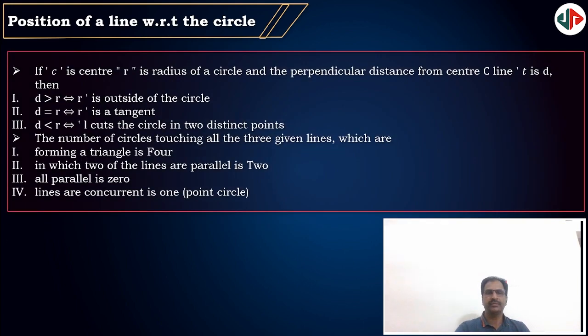Next, position of a line with respect to circle. Already we discussed position of a point with respect to circle. Now, position of a line with respect to circle means there are three different positions. The first one is the line may lie outside the circle like this, or the line may touch the circle like this, or the line may intersect the circle like this.